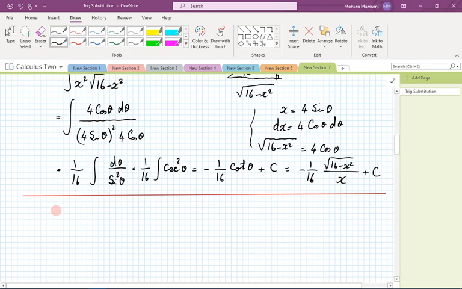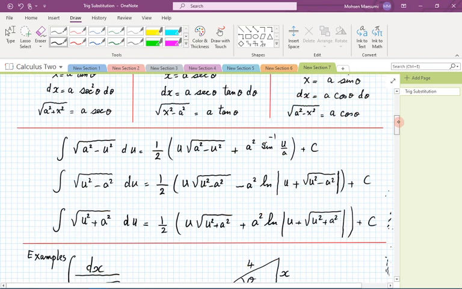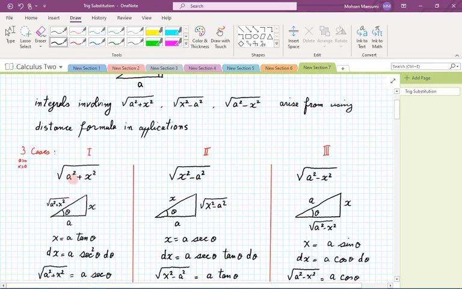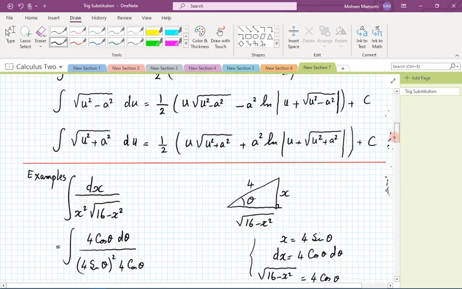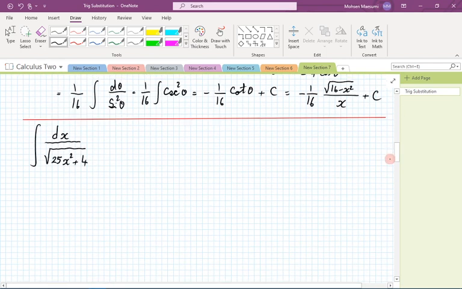Here is one problem with an additional twist to it. The integrand has the radical of 25x squared plus 4. You have one of two options here. The issue is that this is not exactly the same as what we see in these expressions. Why? Because it's not just x squared, rather it's 25x squared.